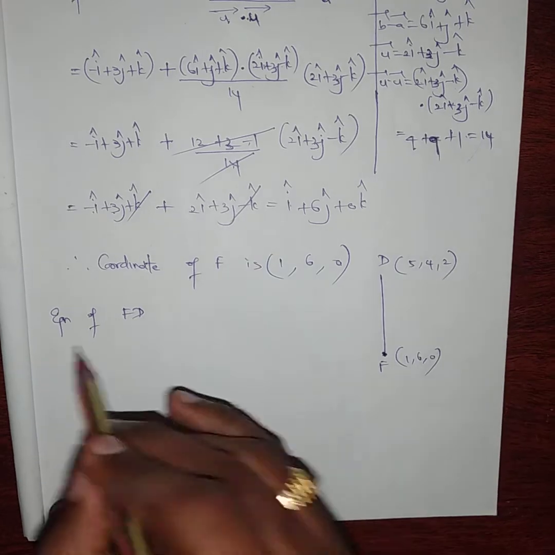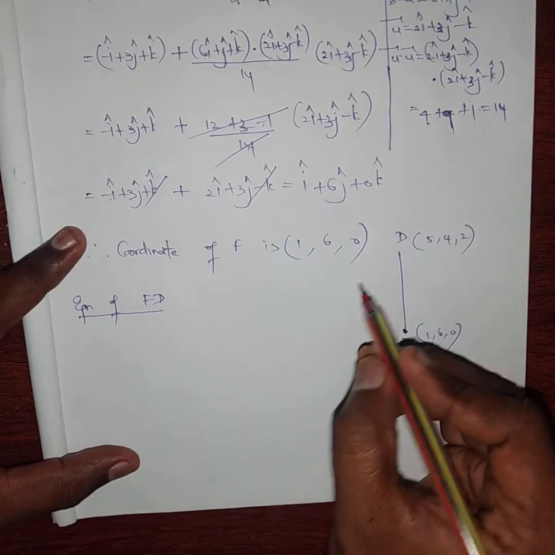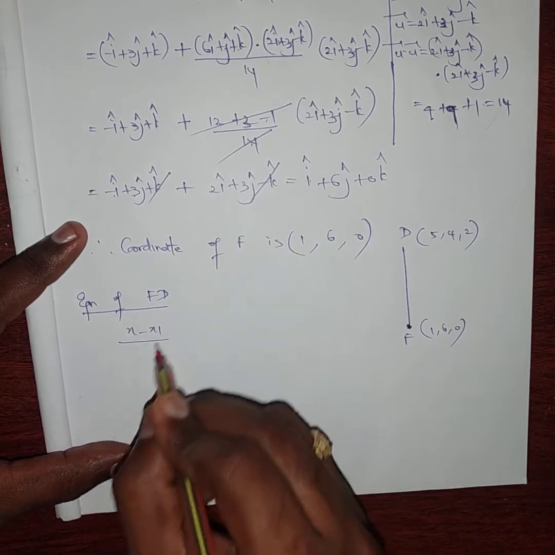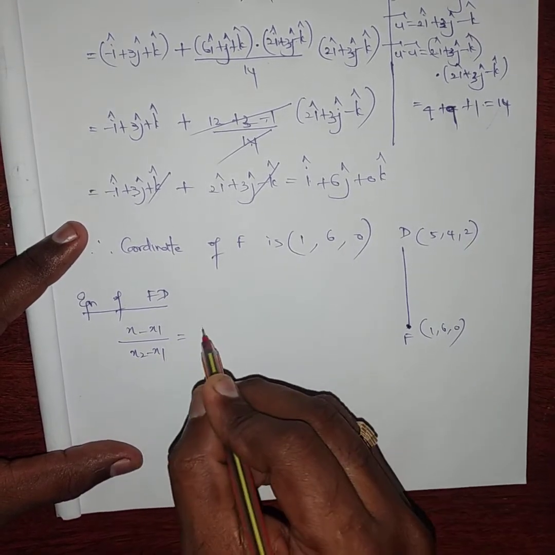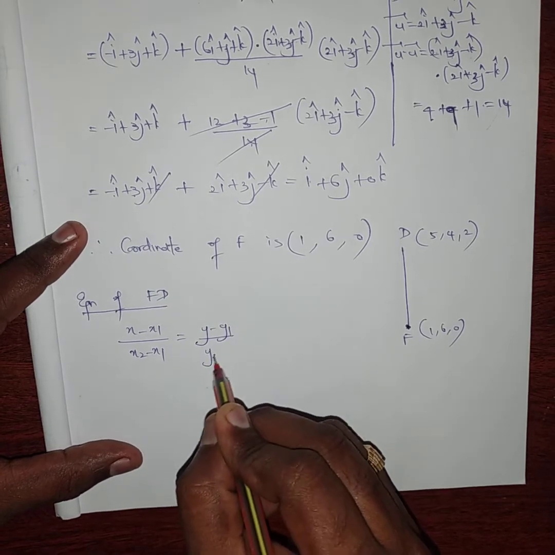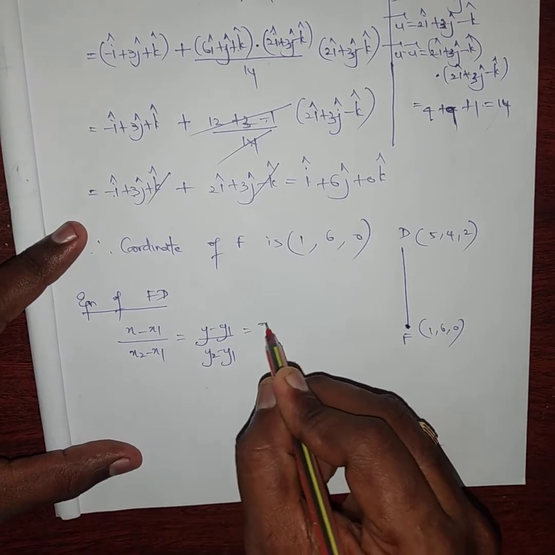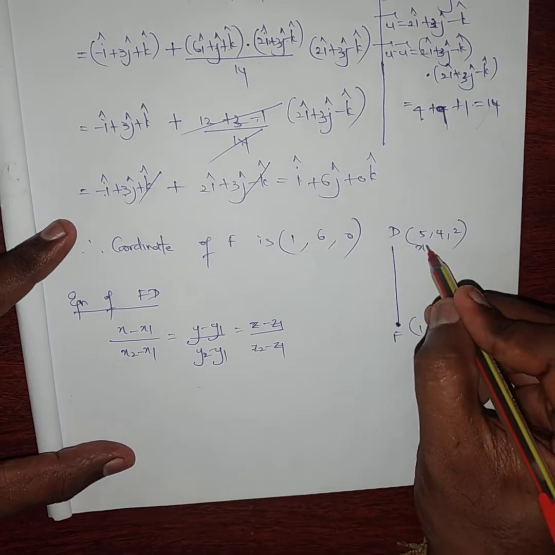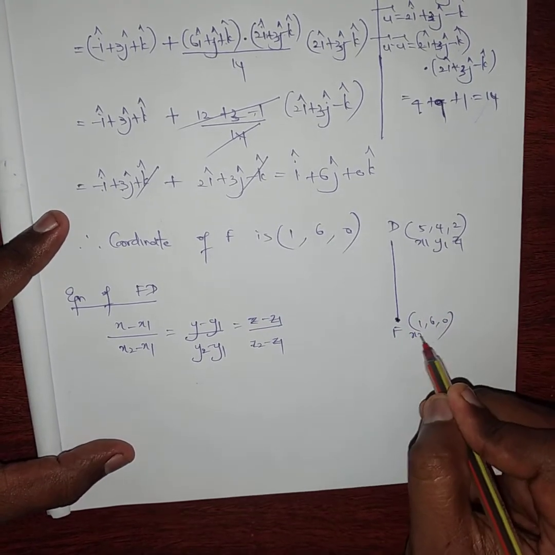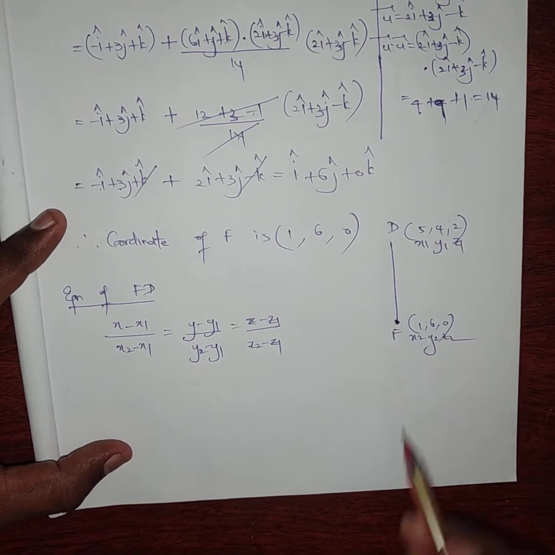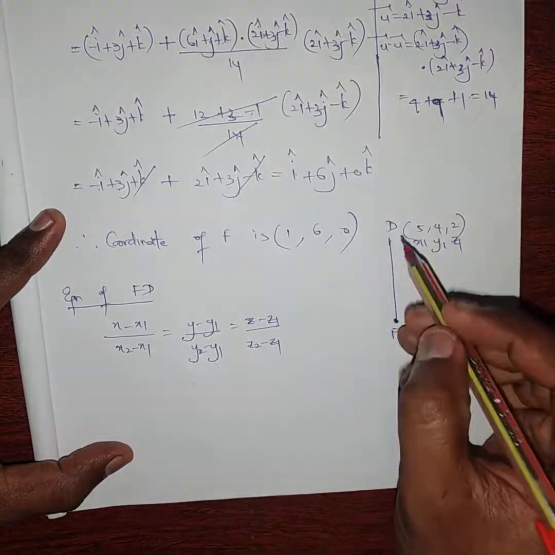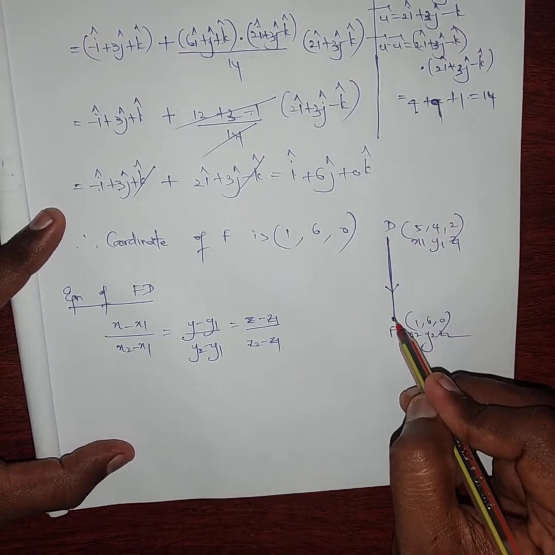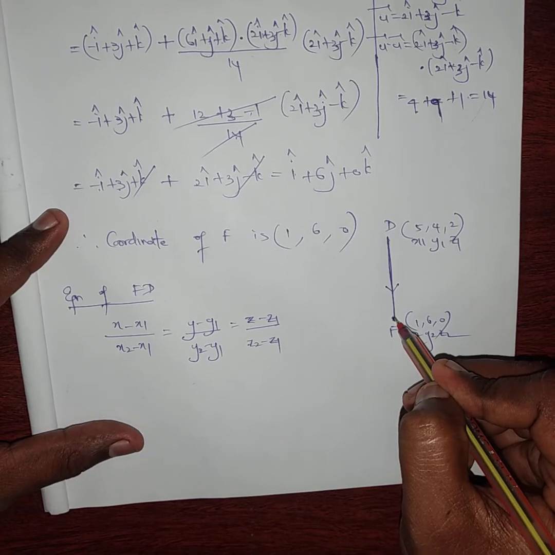So equation of fd. If 2 points are given, the Cartesian equation to form is nothing but x minus x1 divided by x2 minus x1, y minus y1 divided by y2 minus y1, z minus z1 divided by z2 minus z1. This is x1 y1 z1, x2 y2 z2, because I have drawn the line from d only, the line is started. So this is going to be x1. From d the line starts and comes at f. That is how they gave it in the question.